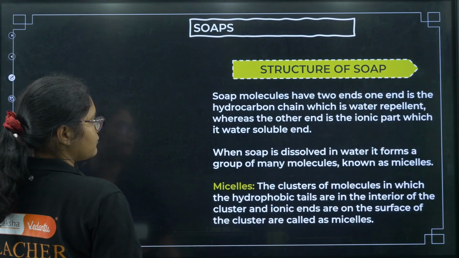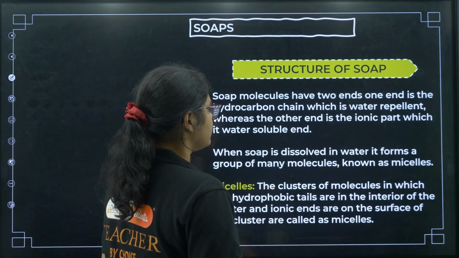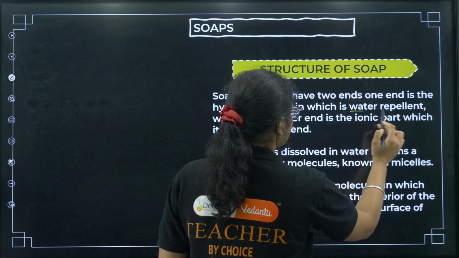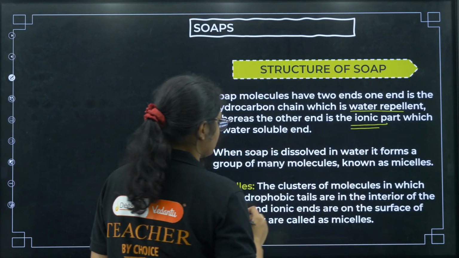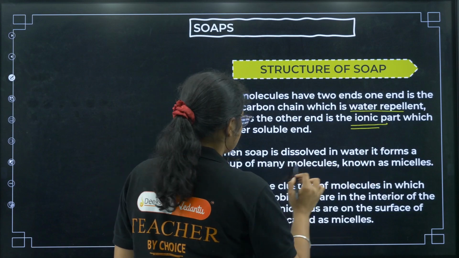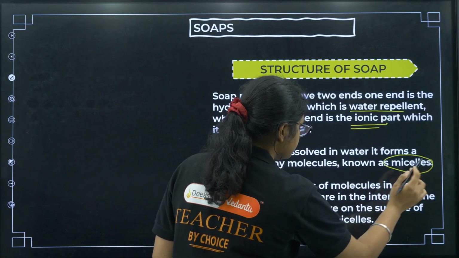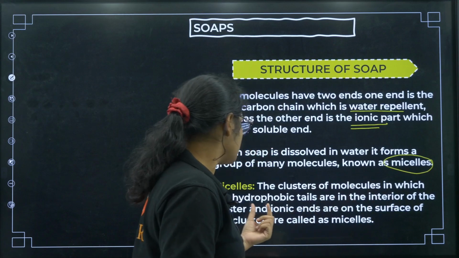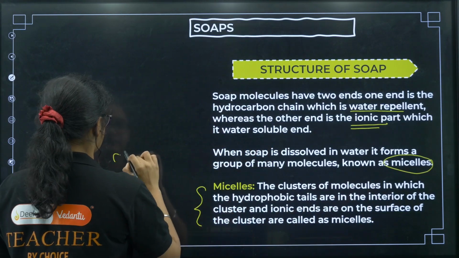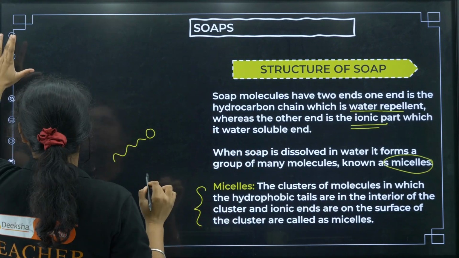So soap is made up of two ends. One is your water repellent part and the other one is the water soluble or ionic part. When the soap is dissolved in water, it forms something called a micelle. So let us see what micelles are. A micelle is a cluster of molecules in which the hydrophobic tail is like this. I think I have shown you the diagram.